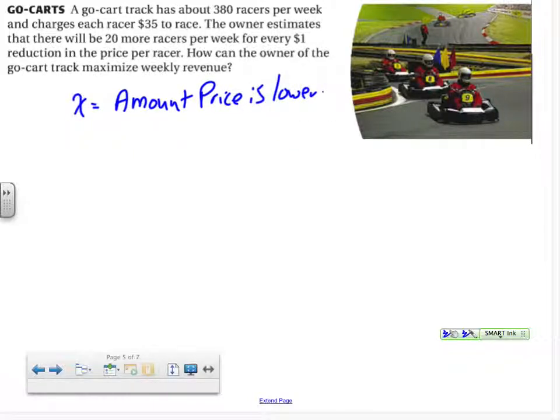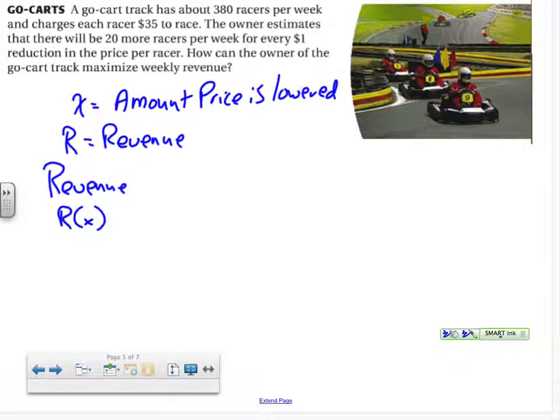So my x value is going to be how much my price is lower, and I'm looking for revenue, so that's going to be R. Now revenue, or I'm going to say R of x, my revenue based on how much he's lowered prices.